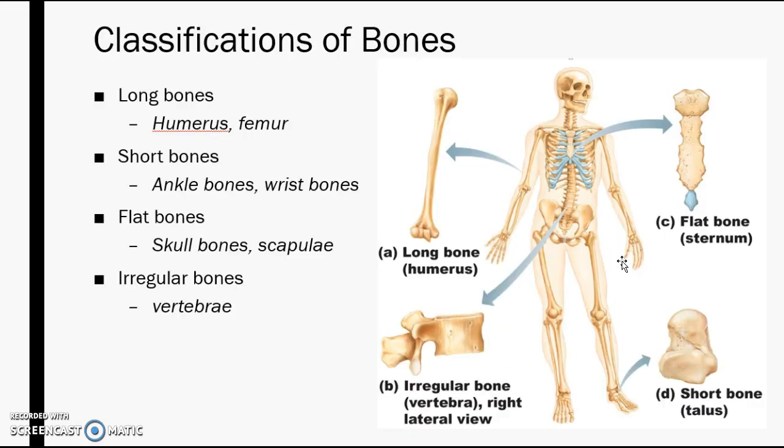Bone classifications. There are a few classifications of bones. We have long bones, which are, as the name implies, longer than they are wide. Short bones are about as long as they are wide. Flat bones are just that, flat. And then irregular bones don't really fit a category, so we give them their own category of irregular, and they are all different kinds of shapes. On the right-hand side, you can see an example of each of these classifications of bones.